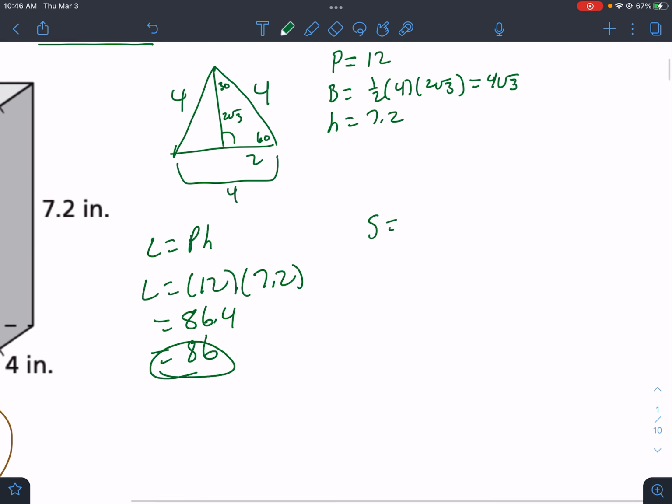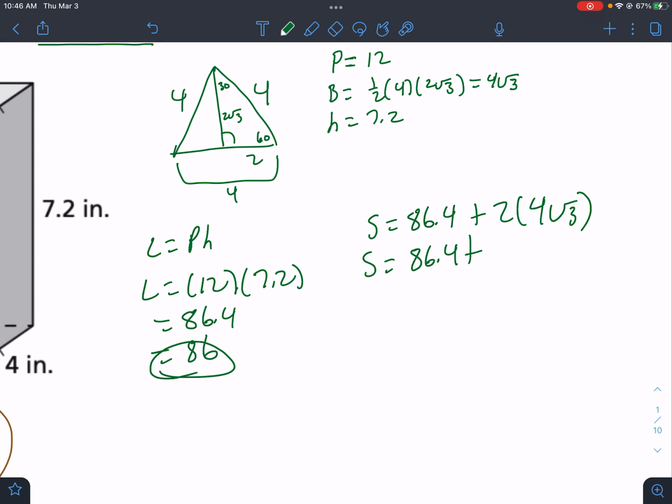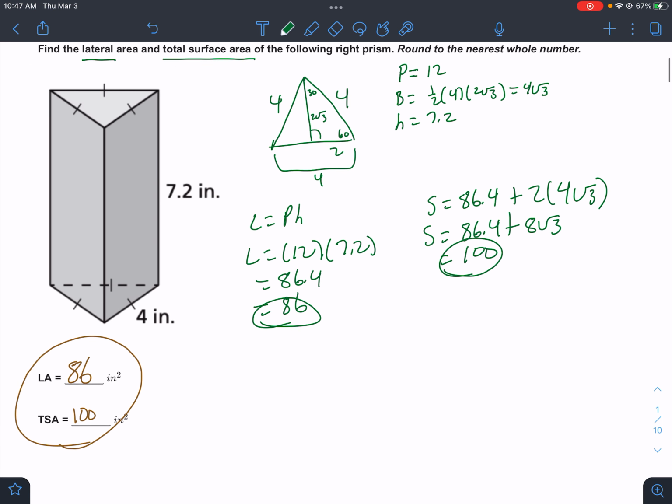The total surface area is going to be 86.4. Don't use a rounded number to do the next thing. Plus 2 bases. The bases are 4 root 3 each. So that's going to be 86.4 plus 8 root 3. And I get 100.256, or that rounds to 100. And we're done.